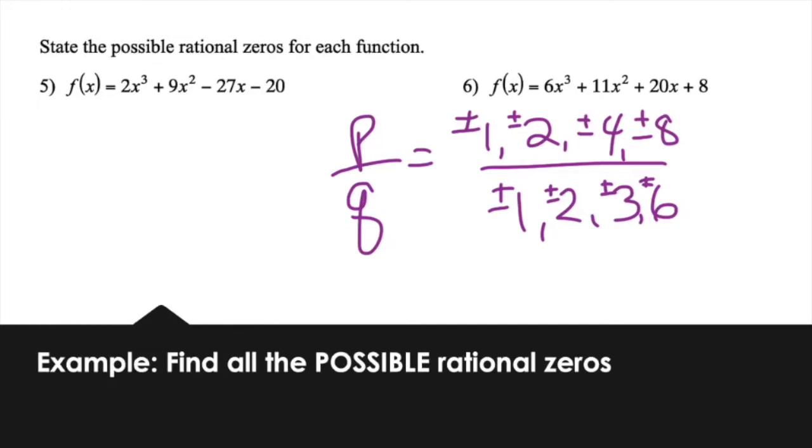And now we need to find all of those possibilities and divide all the numerators by all the denominators. So we're going to take 1 and divide it by every one of these. And we will get 1 over 1, which is 1. 1 over 2, which is 1/2. 1 over 3, which is 1/3. And 1 over 6, which is 1/6. And we will have all the plus and minuses of those.